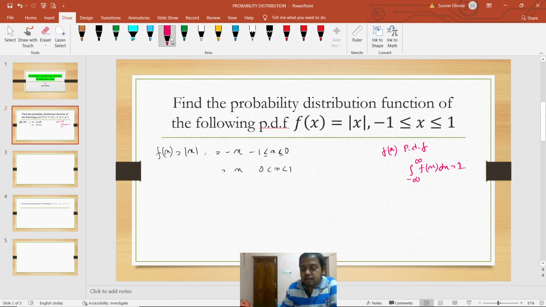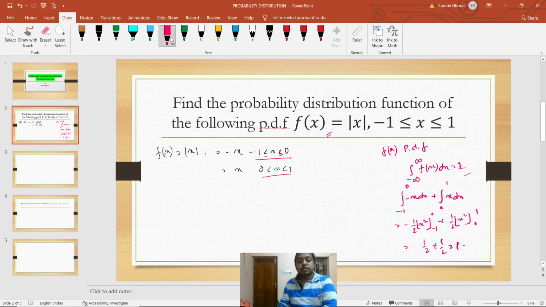If we discuss it here, the function is only defined over -1 to 0 and 0 to 1, otherwise it is 0. So the integral from -1 to 0 of minus x dx plus the integral from 0 to 1 of x dx. From here we get minus half x square from -1 to 0 plus half x square from 0 to 1, and if we simplify this we get half plus half is equal to 1. So we can say that this function is a probability density function, so it is verified.